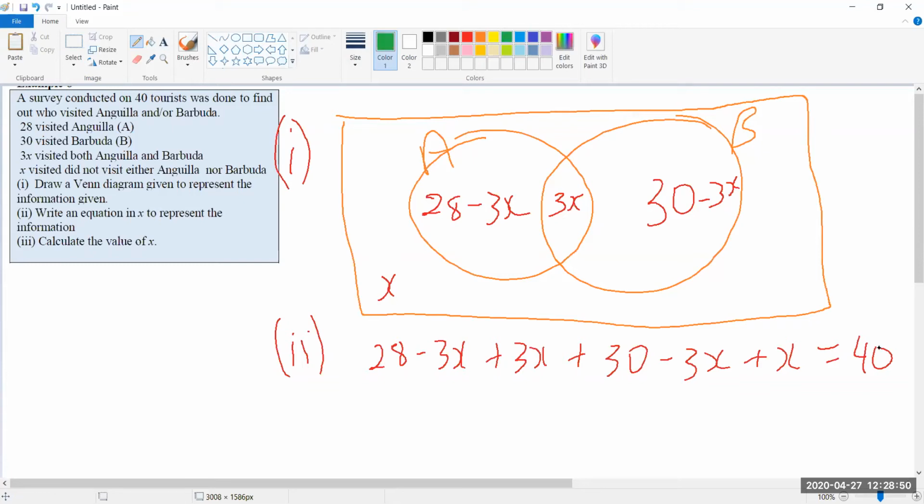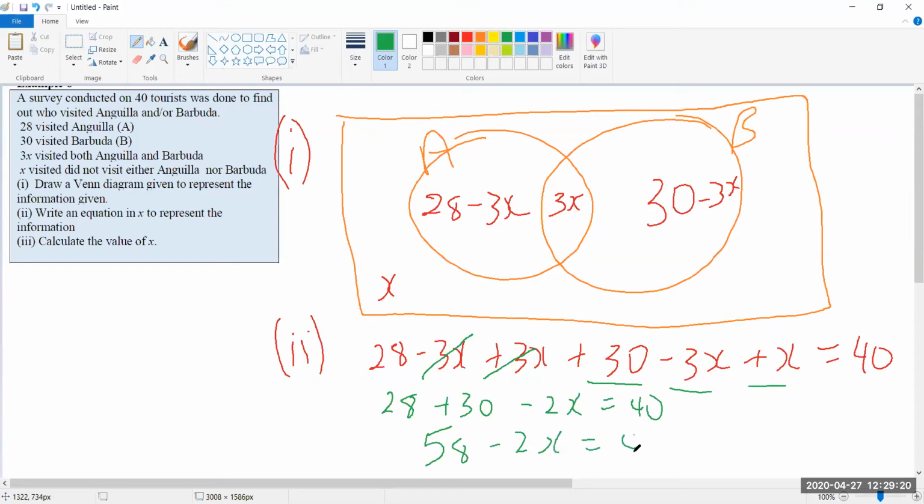Now, from your knowledge of maths, you can see clearly that this -3X will cancel with this +3X. So what we will be left with is 28 plus 30 and -3X plus X, this will give us -2X, equal to 40. And we know that 28 plus 30 is 58, minus 2X is equal to 40. So that's our equation there. That's all you have to do.